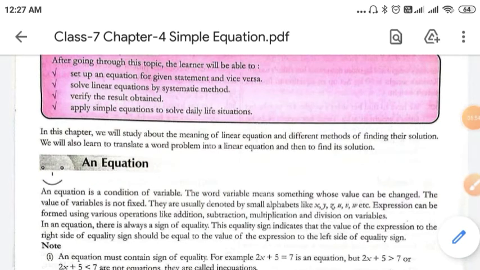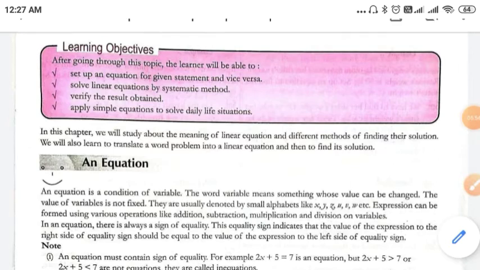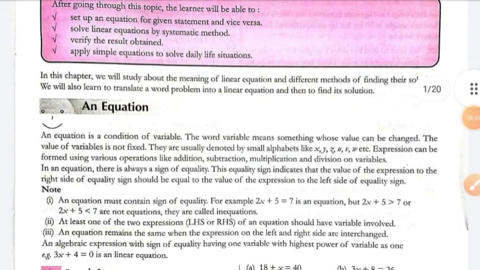Now, how are algebraic expressions related to the simple equation, or linear equation? Linear equation is not any other term; it is associated with the algebraic expression. All the algebraic expressions having variable power 1 are called simple equations, or linear equations.